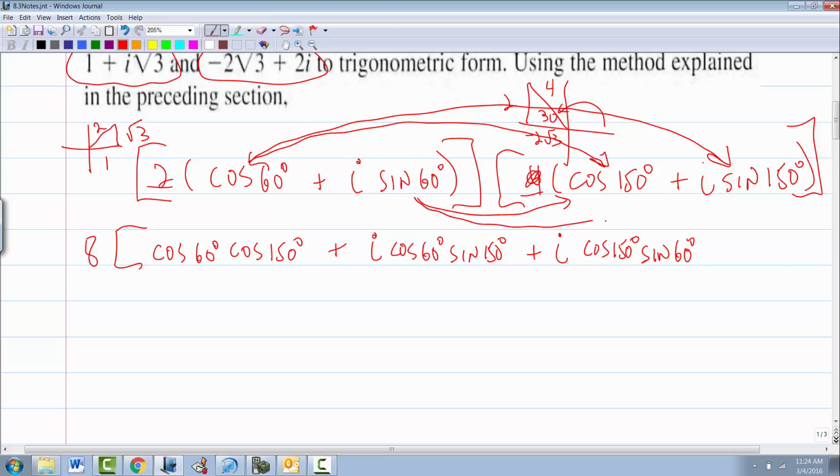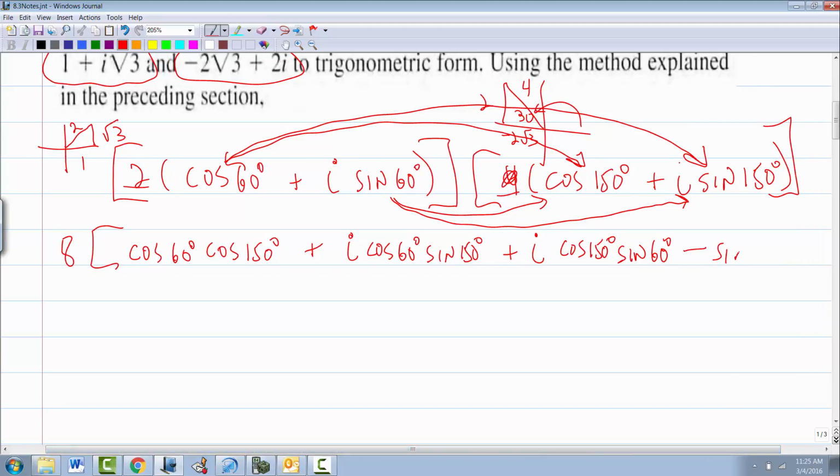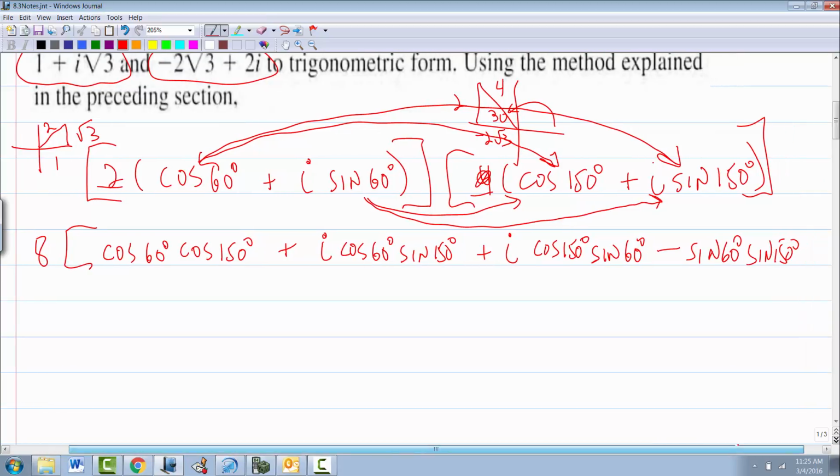All right. What's i times i? What's i squared? -1. So let's just put a negative there. And then sine 60, sine 150. Run out of room. Sine 60, sine 150. Easy so far, isn't it? Looks a lot better than the first way we did this, right? Wrong. We're actually extrapolating, though.